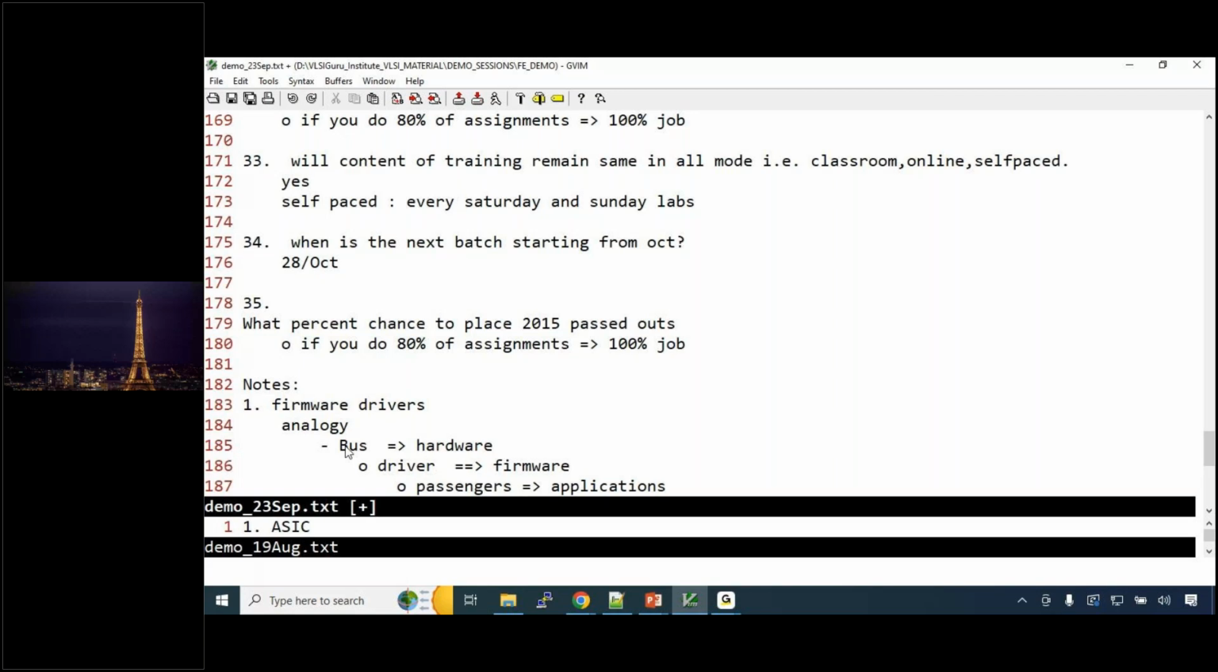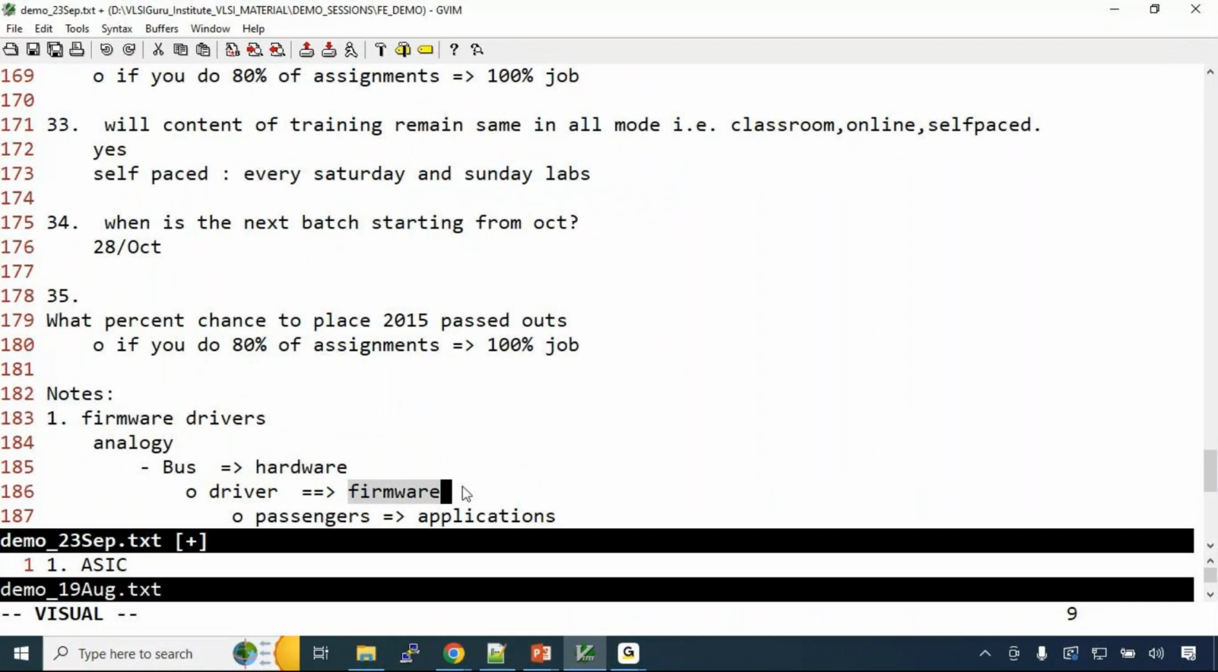So that means at the end, the hardware is controlled by the firmware. Firmware is further controlled by the applications. In between, to create that interface, an operating system will come.